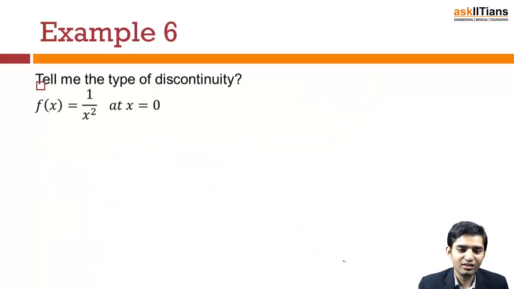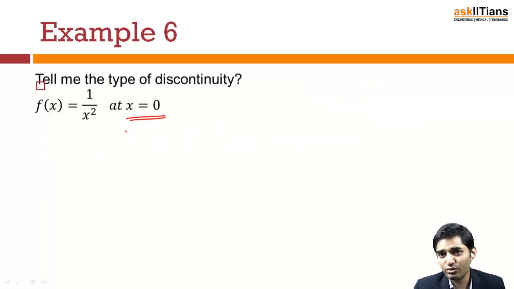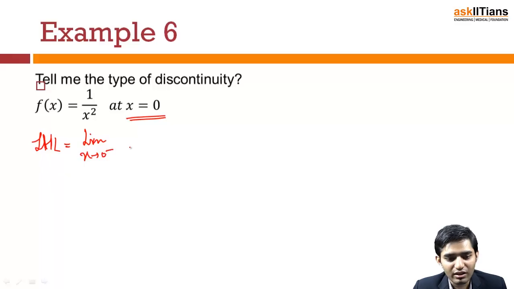Now example 6: tell me the type of discontinuity in f(x) equal to 1 by x square at x equal to 0. At x equal to 0 this function is discontinuous, and we have to tell the type of discontinuity. First of all, tell me what the limit is. So first, what is LHL? LHL will be limit x tending to 0 minus of 1 by x square, so 1 by 0 minus whole square. So how much will this be?